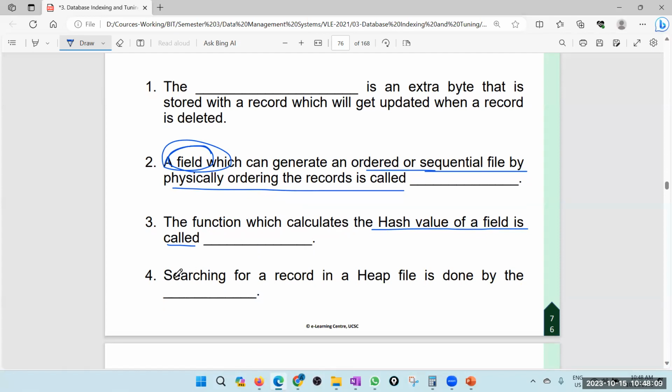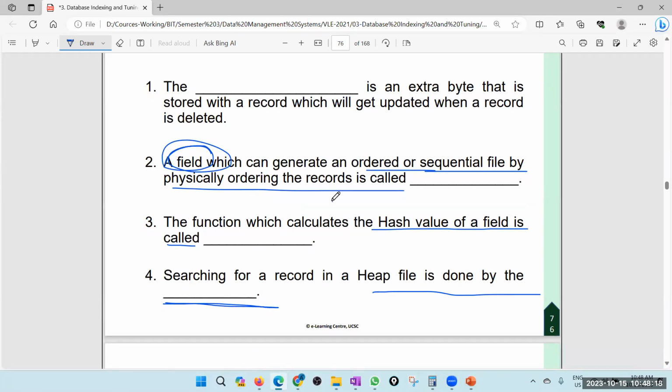Searching for a record in a heap file is done by linear search, because a heap file is not sorted. We have no other option. We have to do the linear search. But if it is a sorted file, we can do binary search. So these questions are to check whether you have understood.